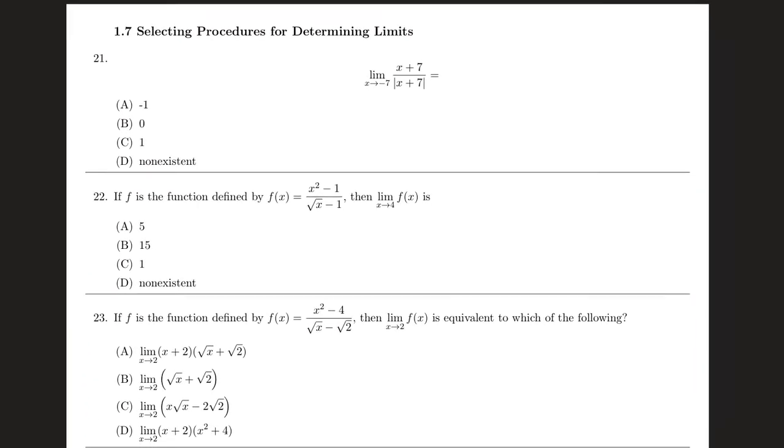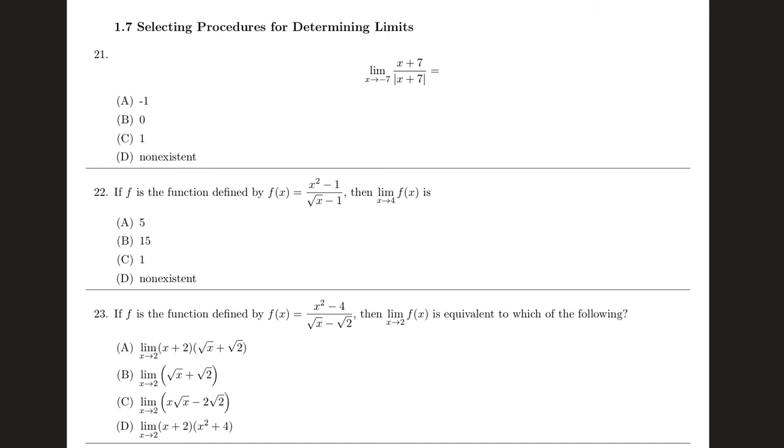All right, so the next learning objective is selecting procedures for determining limits, which basically means just figuring out limits in a bunch of different contexts. All right, this one. Whenever you see an absolute value graph, I think about what happens on the negative and the positive side. So if I were to plug in, say, negative 8. Let's plug in negative 8.